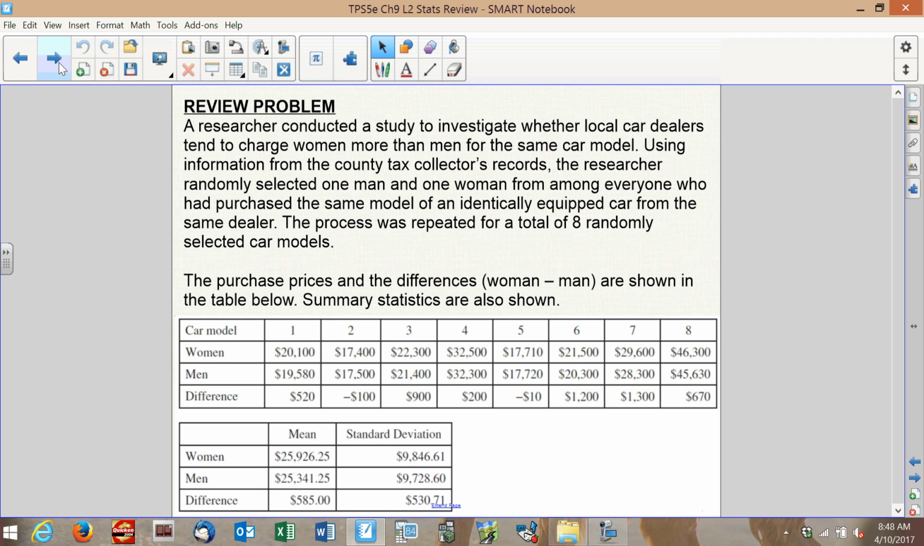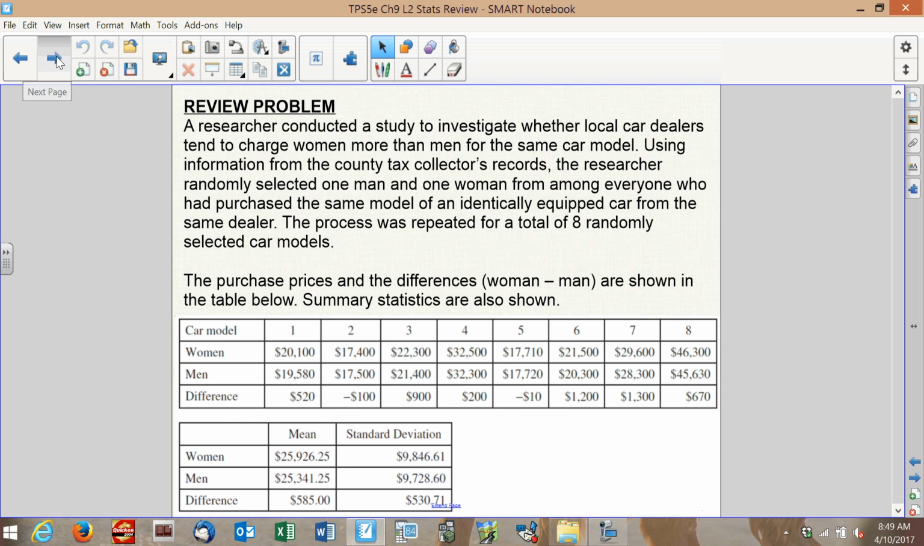Fortunately, also for you, in this problem, they've already put the data into the calculator and calculated the mean and standard deviation of the differences, the bottom line. So the average of all the 8 differences was an average difference of $585. And because it's woman minus man, we basically see that they, on average, charge the woman more than the man. But is it a statistically significant difference? We'll have to see. And there's the standard deviation, 530.71.